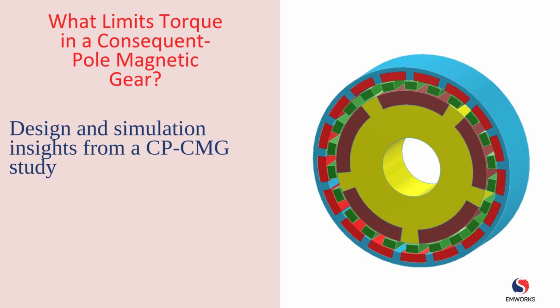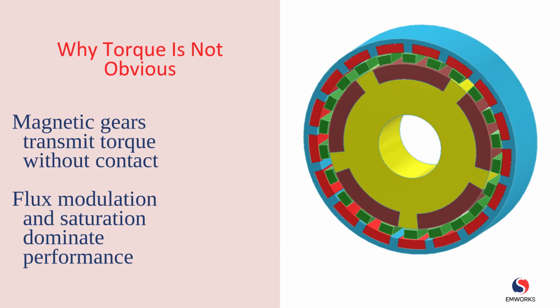What limits torque in a consequent pole magnetic gear? In consequent pole magnetic gears, torque is not limited by magnet strength alone. This study focuses on what actually limits torque in a coaxial magnetic gear design. Torque depends on how magnetic flux is guided, modulated, and constrained by ferromagnetic components.